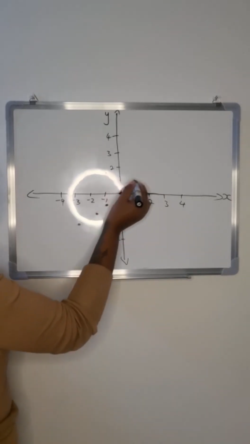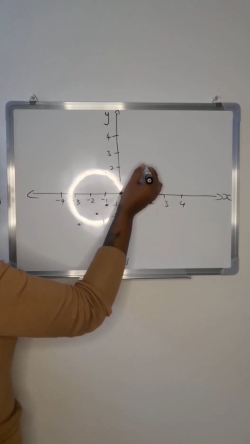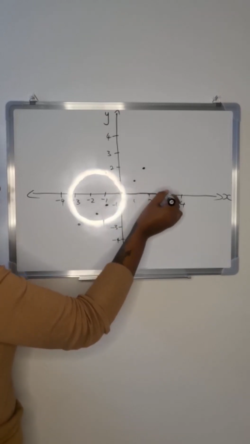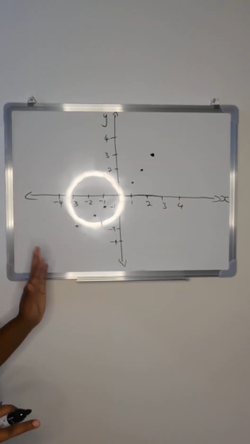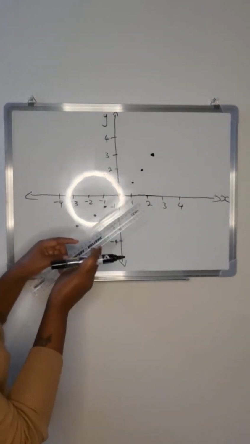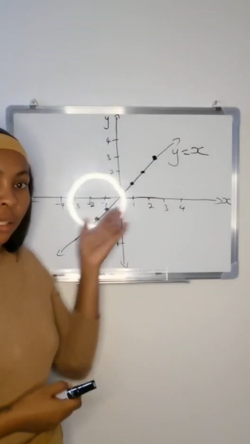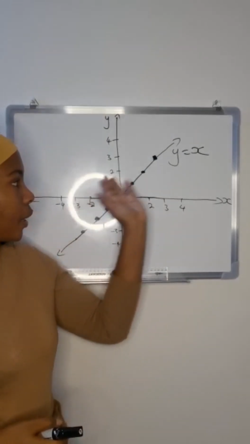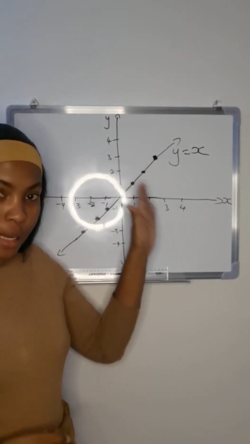When x is 1, y is 1. When x is 2, y is 2. When x is 3, y is also 3. We're going to draw a neat straight line using a ruler. This is our straight line graph. We have to use a ruler to draw a nice, neat straight line graph.